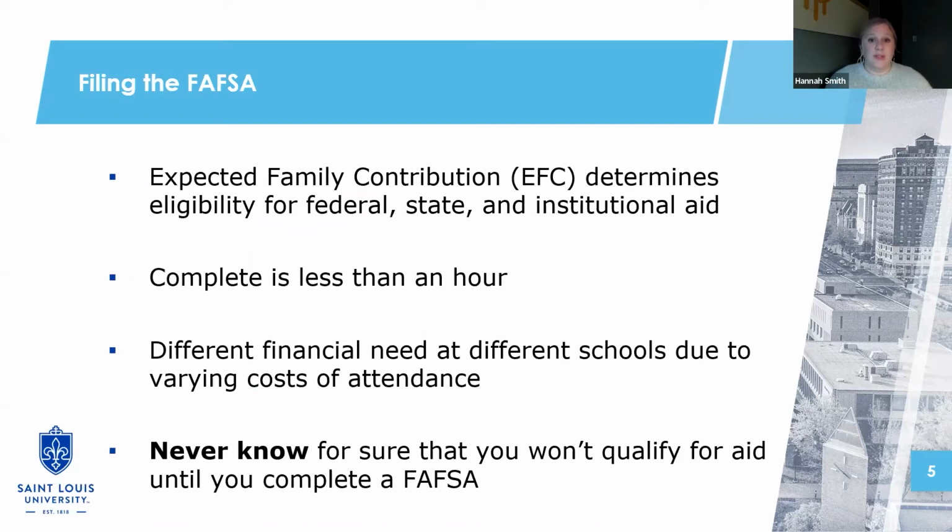Now, if you're wanting to put yourself in the hat for the federal aid, the state aid, and need-based aid from institutions, you'll want to file the FAFSA. You're filing the FAFSA to get that expected family contribution, or the EFC. And that number is what's going to determine your eligibility for all of that aid from those different funding sources. You can really complete the form in 30 minutes to an hour.